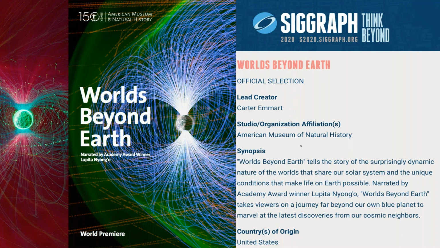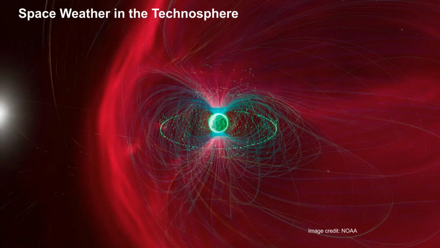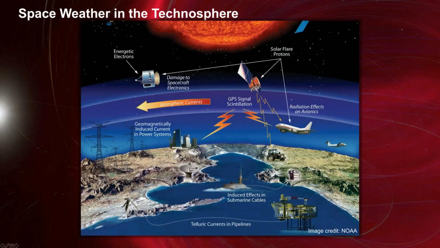So going back to this Technosphere. Let me tell you a little bit about the effects of space weather. Again, you can Google a lot of these images on the web. This one in particular is from the National Oceanic and Atmospheric Administration in the US, which summarizes all of the space weather effects that are out there. And there are a lot of them.